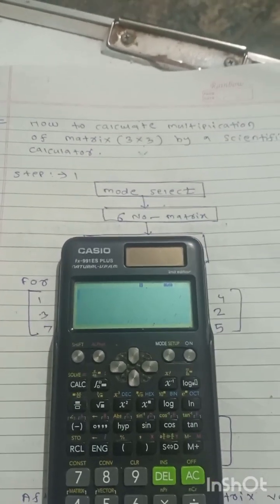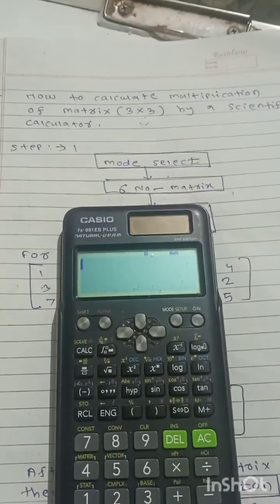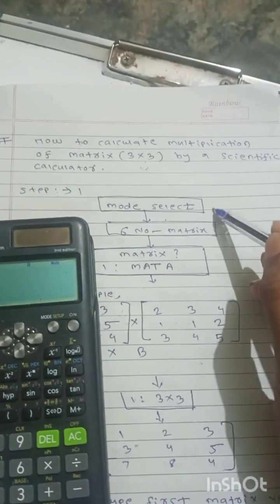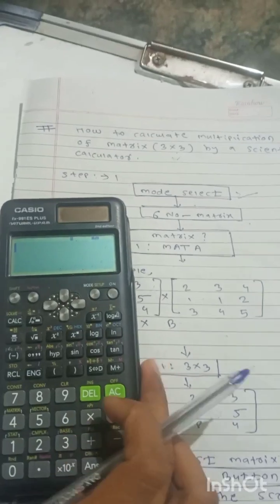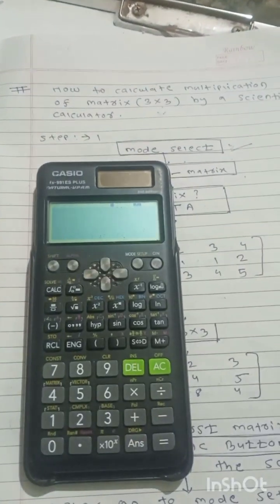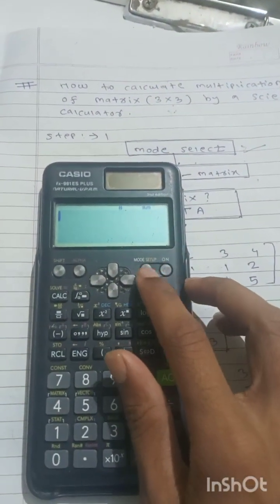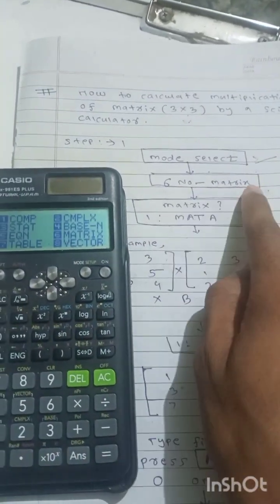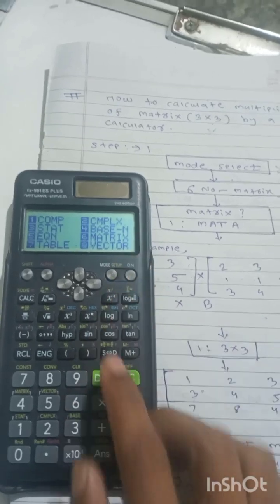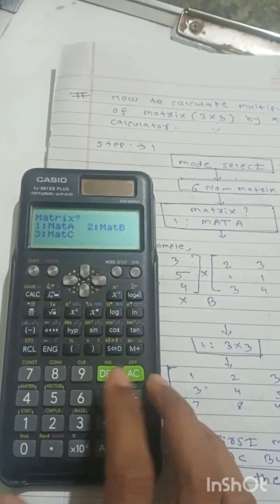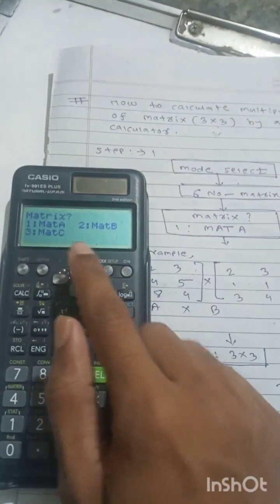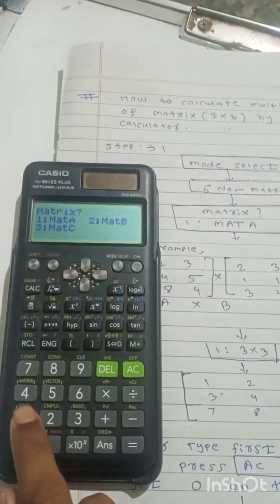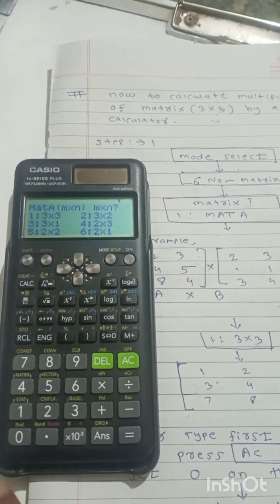So the first step is mode select. Simply press the mode button and select 6, Matrix. Then in the matrix option, select 1, Matrix A, by simply pressing the 1 button.